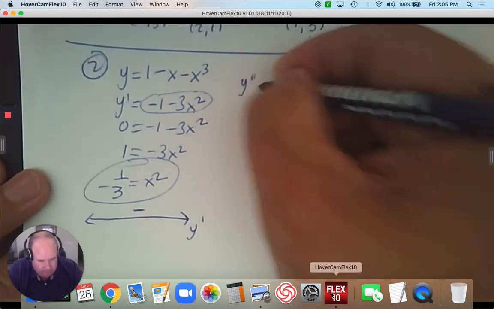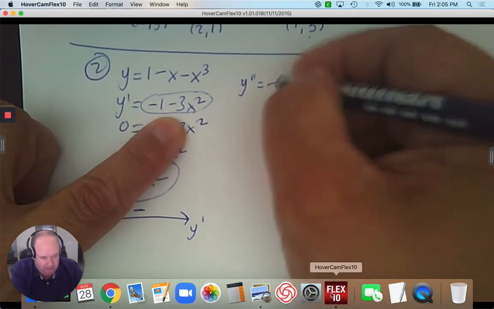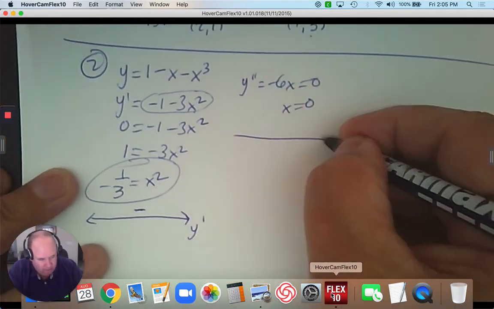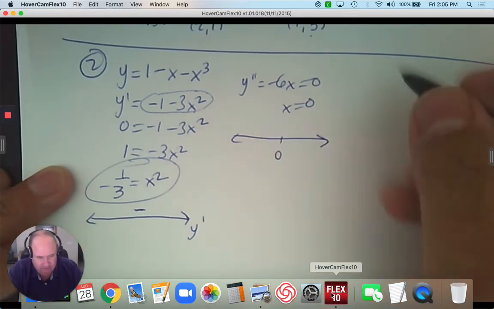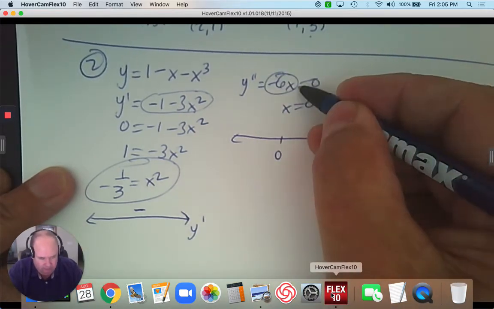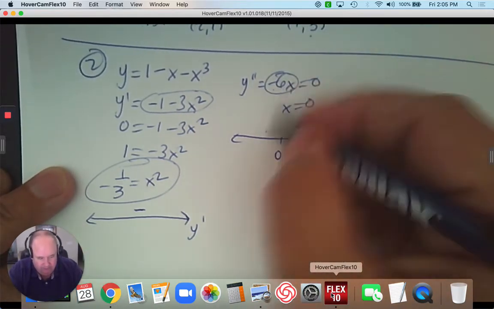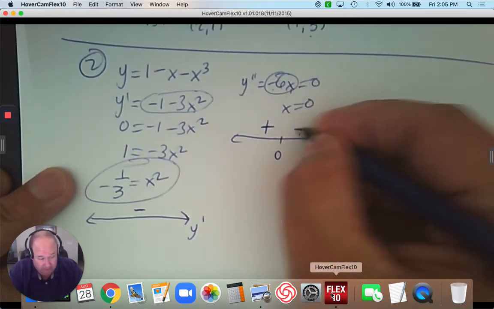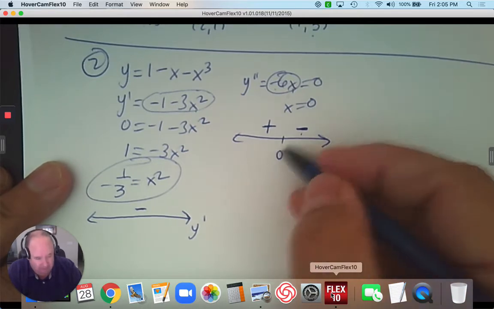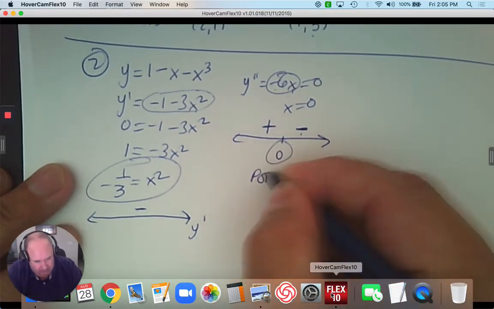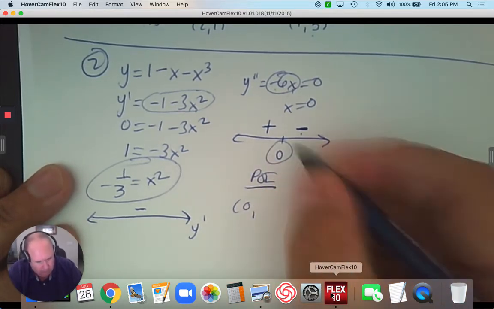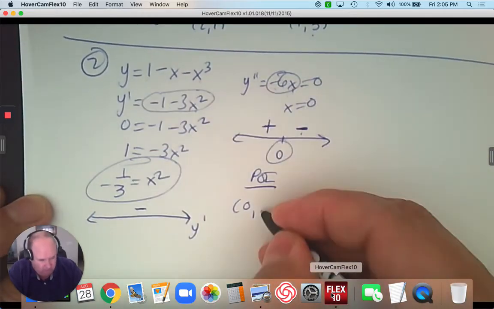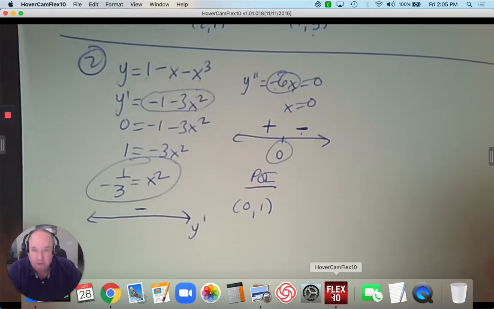Second derivative, that would be just -6x. So when I divide, I get 0, so I do get a critical number for the concavity. So for the second derivative, if I put in a negative number, a negative times a negative is positive. Put in a positive number, you get a negative answer. So you can see the concavity and that there's a point of inflection at 0. So then plug 0 back in and you get the answer 1. So the point of inflection at 0, 1.